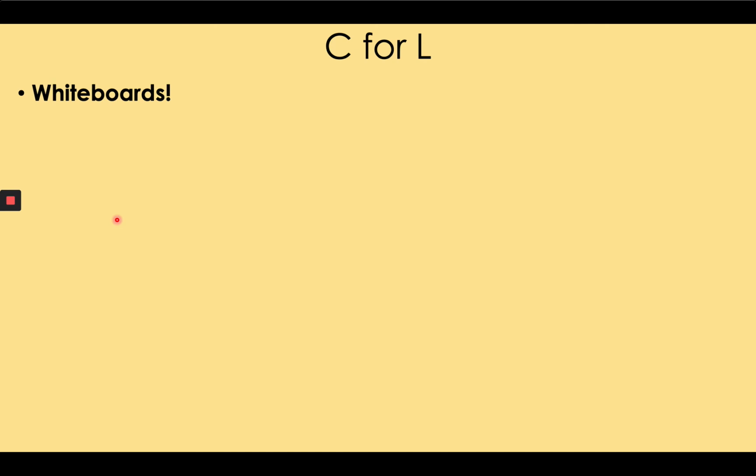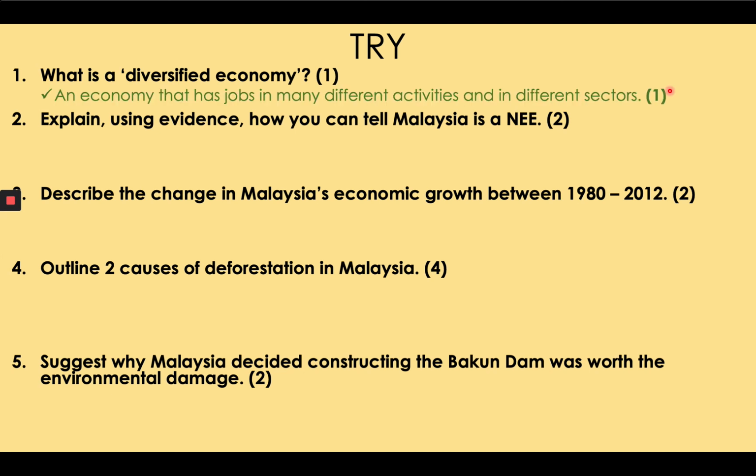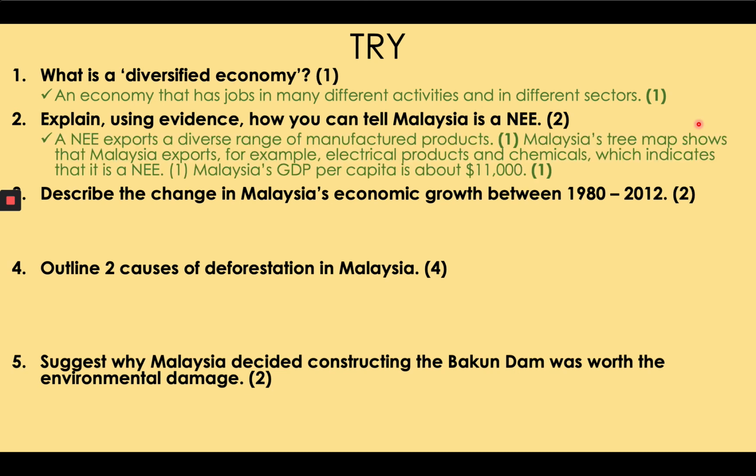Okay, time to embed learning. I'm going to show you some questions. Answer them using your understanding and then mark your answers using my mark scheme. Make sure you write in green pen any parts that you've missed. Go for it. So number 1, what is a diversified economy? 2, explain using evidence how you can tell Malaysia is a NEE. Manufacture products, many different types of products, and also GDP per capita $11,000.